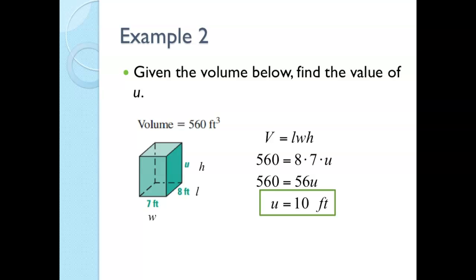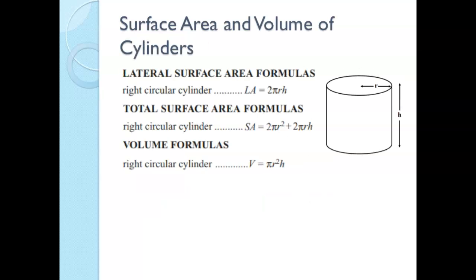All right, let's move on to cylinders. So here are the formulas to find the surface area and volume of cylinders. So first we have the lateral surface area of a cylinder, and this is given by this formula, 2 pi r times h. You can imagine this as, say you had this cylinder, imagine it's a can, and you had a label on this can.